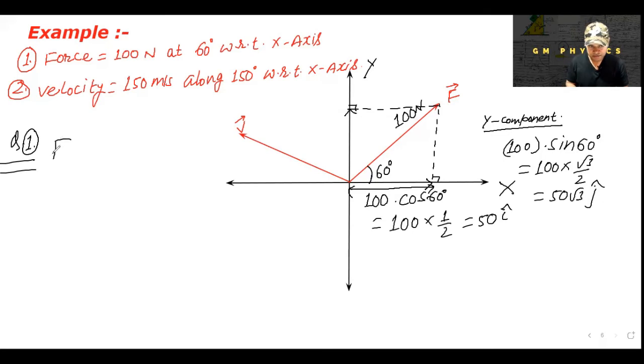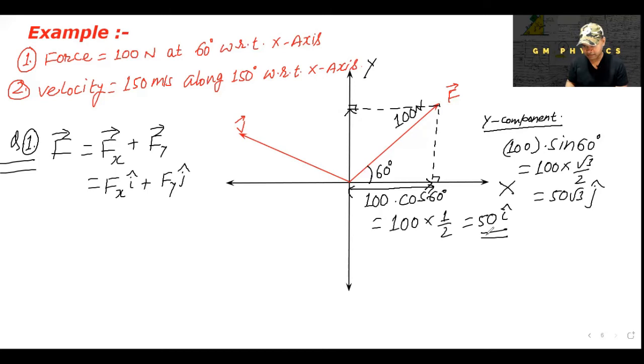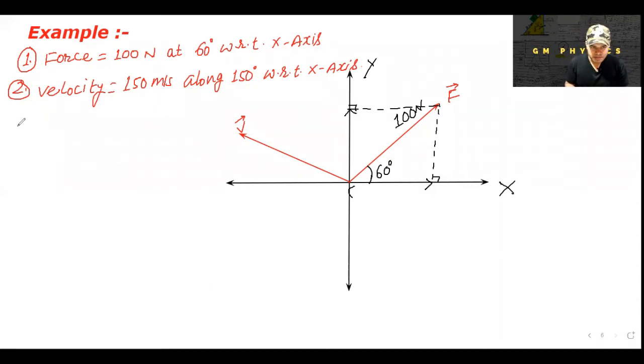So now we can write the force vector is equal to the force along x-axis, the x component of the force, plus the y component of the force, right? Whether you write it like this or you write Fx i cap plus Fy j cap. So what is Fx? That is 50 i. So I'll write here 50 i cap plus, what is Fy vector? That is 50√3 j cap. So this is my force vector. Got it? All right.